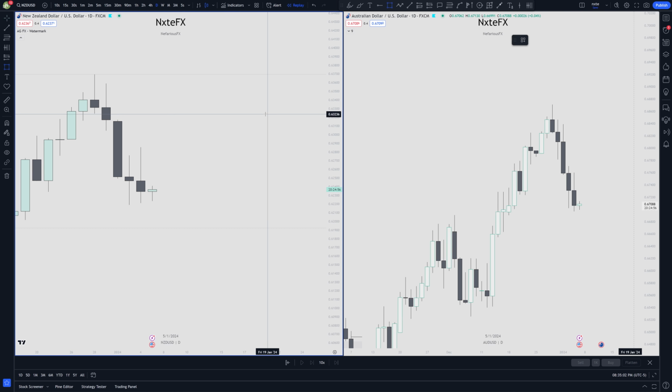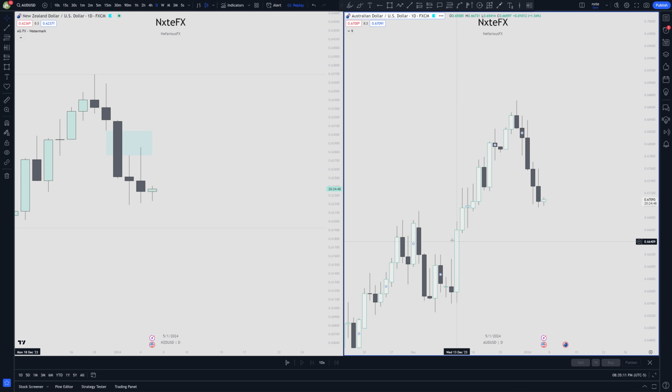Here on my left, on NZD USD, we have this daily fair value gap that gets mitigated, gets tapped into, and pushes price lower. On AU, which is a correlated pair, to my right, we have the same daily fair value gap here. One asset taps it, and we see bearish movement. One pair doesn't. Now, let's look at this on a lower time frame.